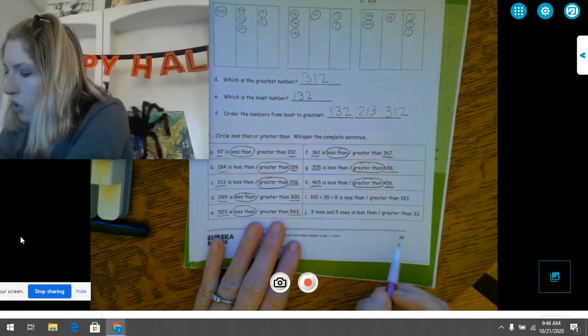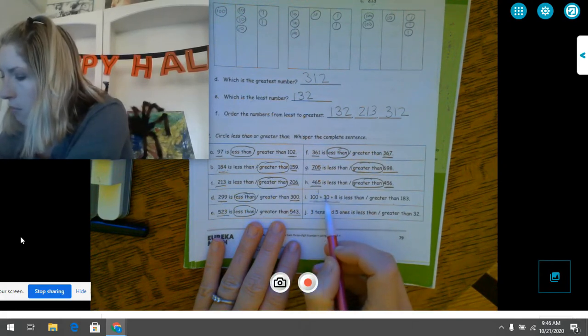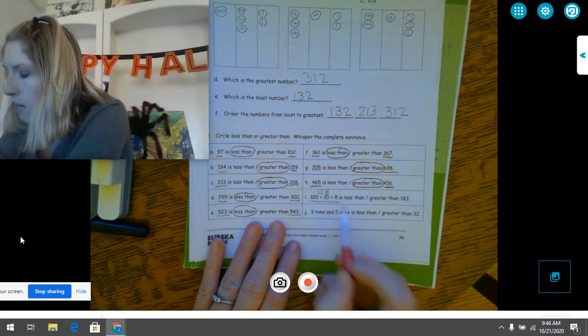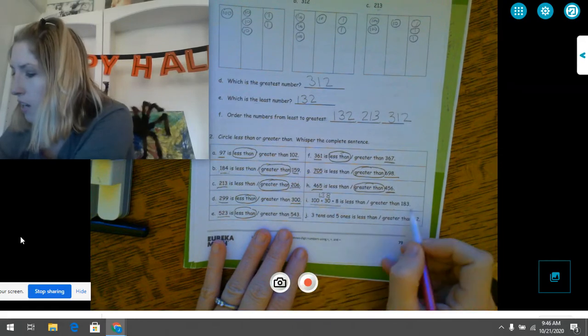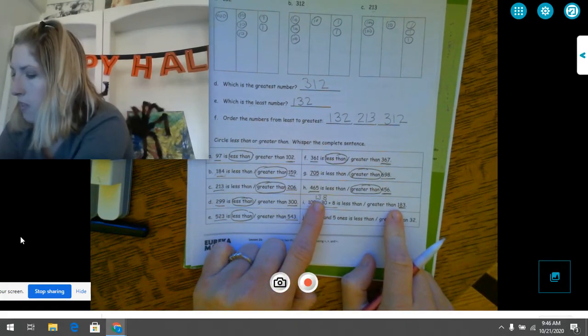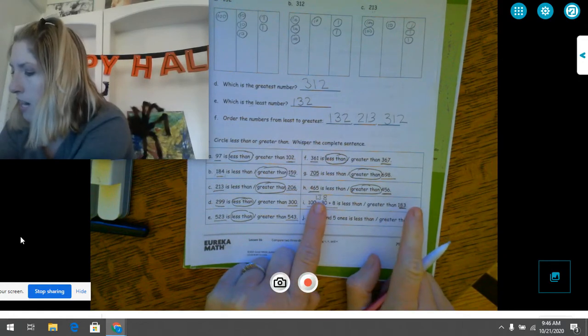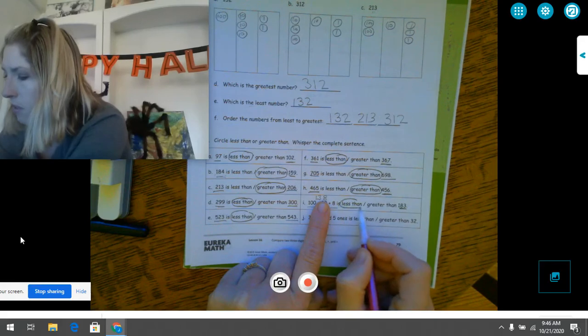Okay, this one's a little bit trickier. We're going to need to figure out what this number is. We have 100 plus 30 plus 8. They wrote it in expanded form, and our job was to figure out what the number was. So it's 138 or 183. We have a 1 in the hundreds place, and then our tens place is a 3 over here and an 8 over here. So our first number is less than this number.